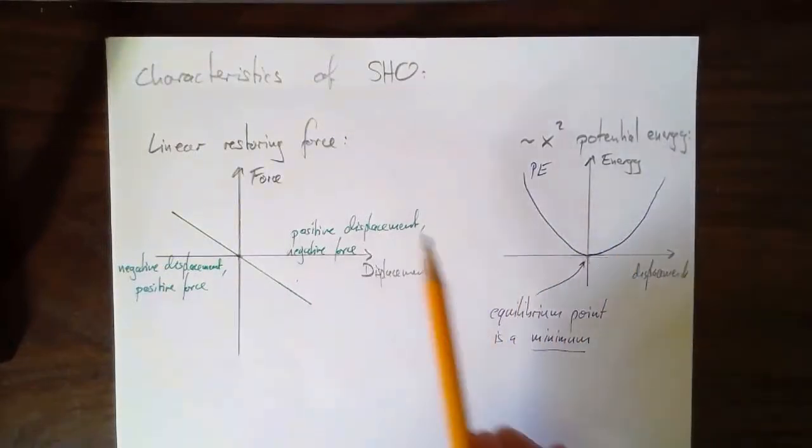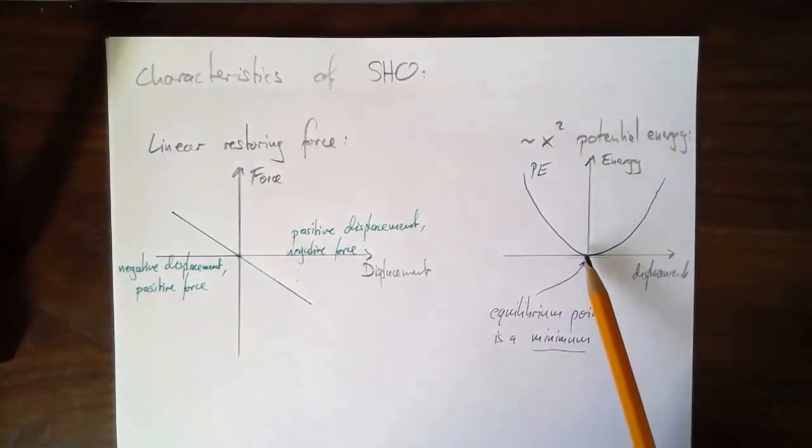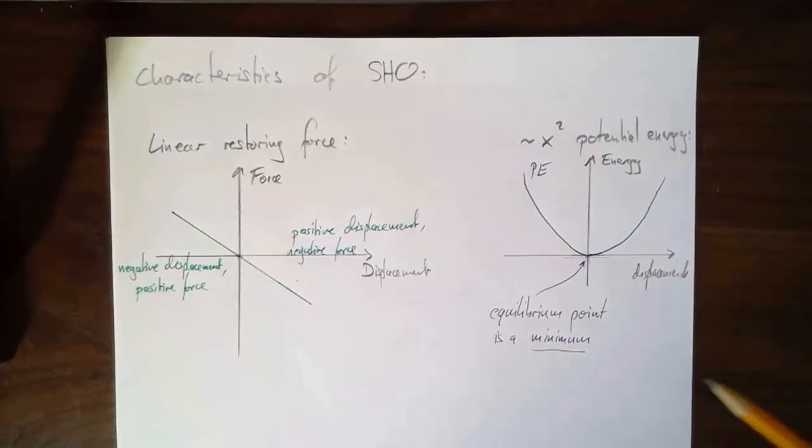So those features, linear restoring force, x squared potential with a minimum here, those are the features we're going to see apply approximately to lots of other situations. So let's start by guessing what the restoring force for the ruler that was oscillating at the edge of the table might look like.